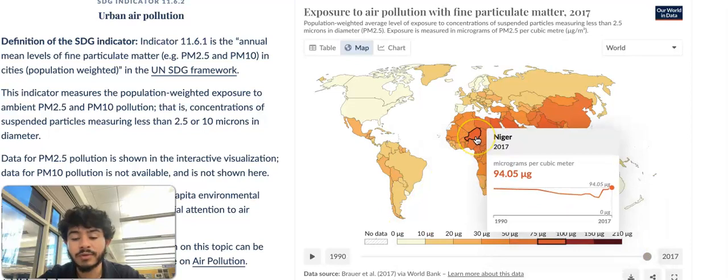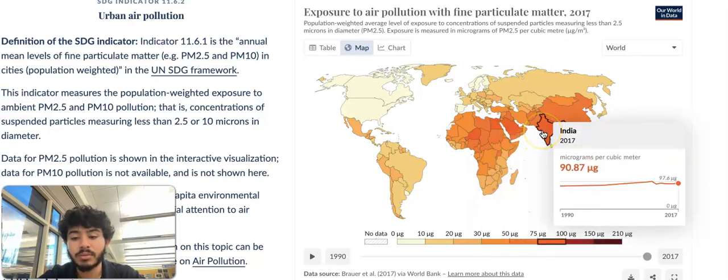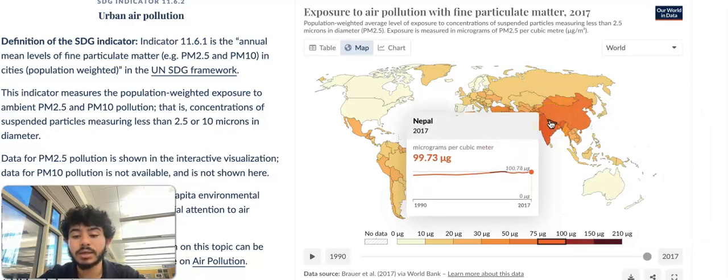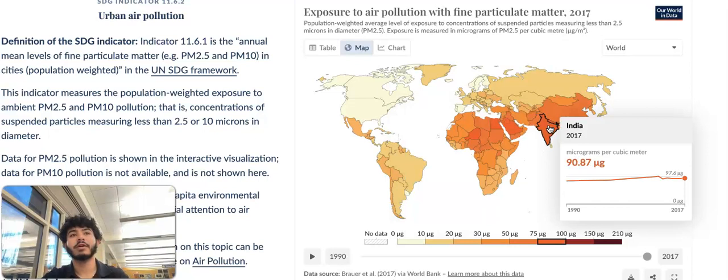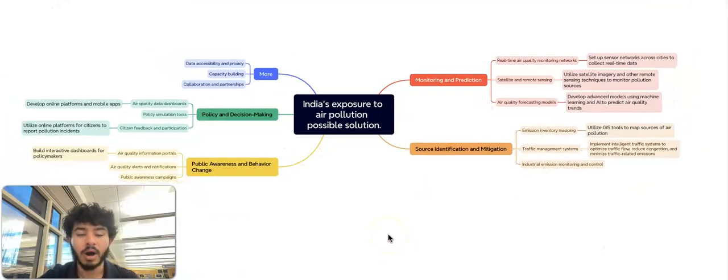Then you come over to the African countries, like Chad, for example, 66.03. Then you have India, which has 90.87 micrograms per cubic meter. And I truly do believe that India has a very unsustainable, very fast-growing population and community and city. So within this presentation, I want to focus on India. And right here are the remedies or possible solutions that I've created with the help of global information systems to reduce the air pollution within India.